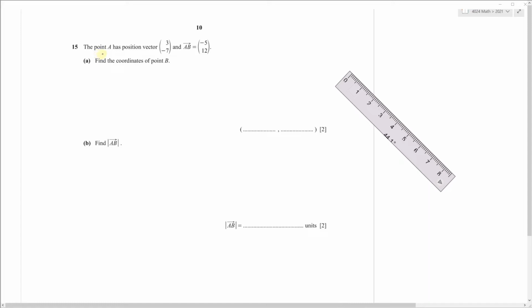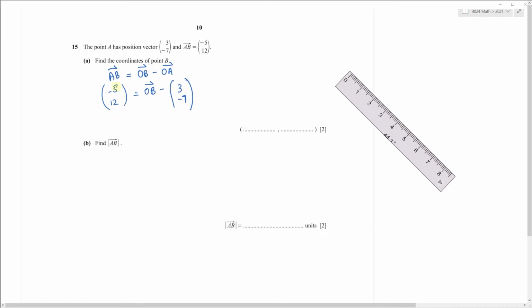Question 15, the point A has position vector this, and you're given AB. Find the coordinates of point B. So you're given AB, so you know that vector AB would be the position vector OB minus the position vector OA. So you know AB is minus 5 and 12, and then OB is unknown. That's what we need to find. So OB is unknown, minus OA is this position vector, which is 3 minus 7.